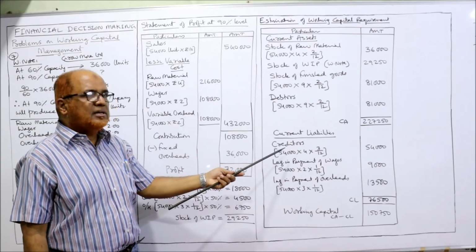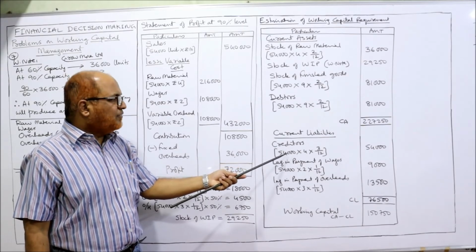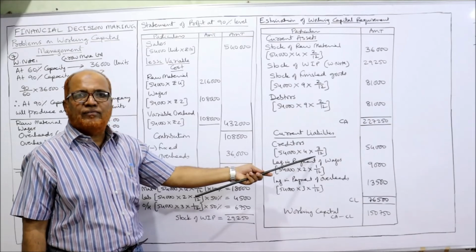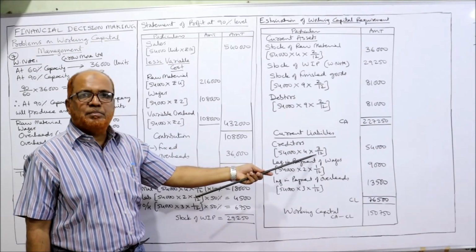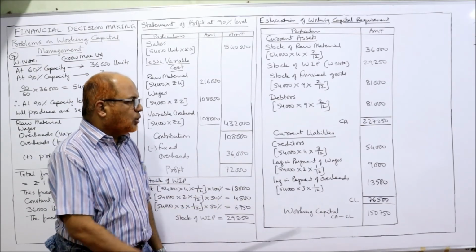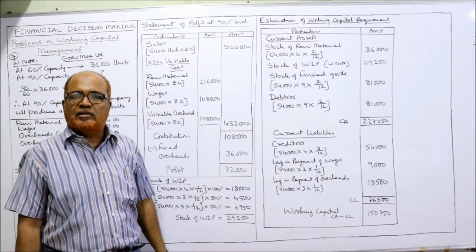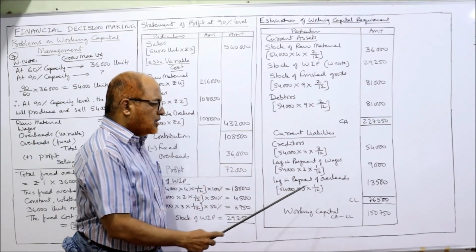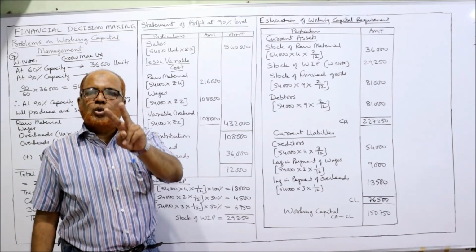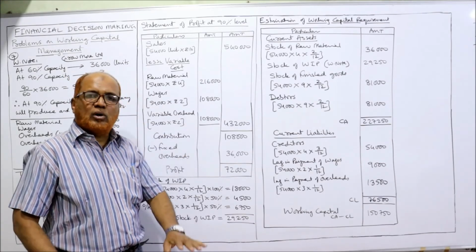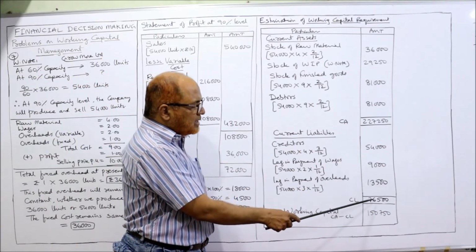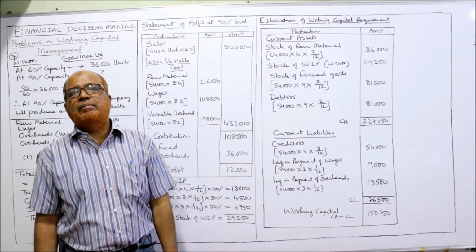Now we'll come to current liabilities. Creditors: 54,000 into 4, material cost is 4 rupees, into 3 by 12, a 3 months period. Lag in payment of wages: 54,000 into 2 rupees, wages are 2 rupees per unit, into 1 by 12, 9,000. Lag in payment of overheads: 54,000 into 3 rupees, that means 2 rupees variable overhead, 1 rupee fixed overhead, total overhead 3 rupees, into 1 by 12, 13,500. Take the total of the liabilities, 76,500 is the current liability.